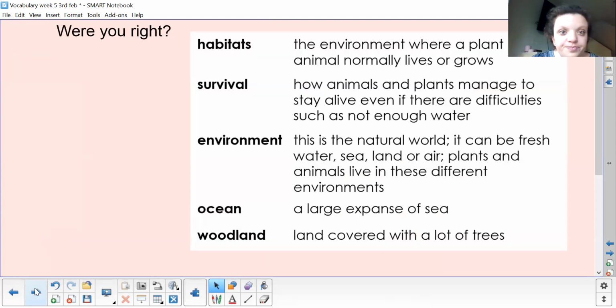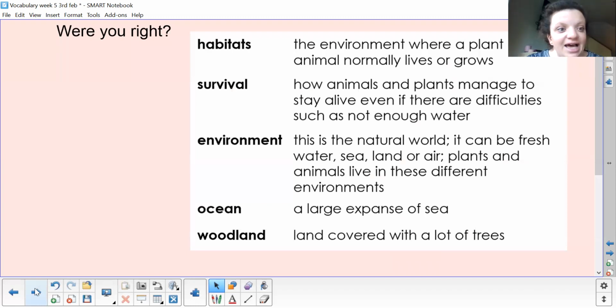So let's go. A habitat. A habitat is the environment, the natural place where a plant or animal normally lives or grows. So for it to be its best self and for it to be completely happy, it's where it lives or grows. So a fish, its habitat is the ocean.